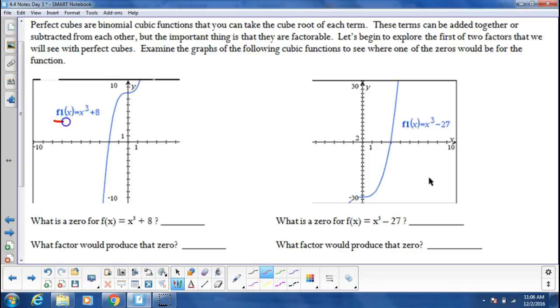I know the degree. The degree is odd, so the ends are going to go in opposite directions, which means it's got to cross once. So there's at least one 0 in it. And what is that 0? That 0 is -2, because it crosses at the point -2, 0. Right? So what factor produces that 0? X plus 2 produces that 0.